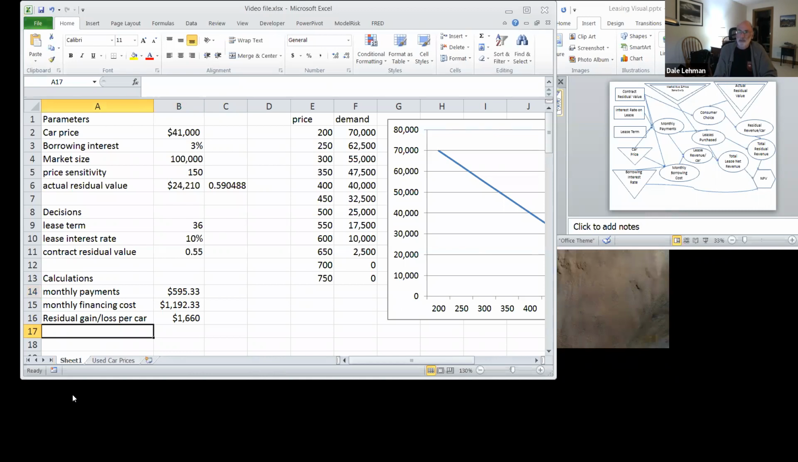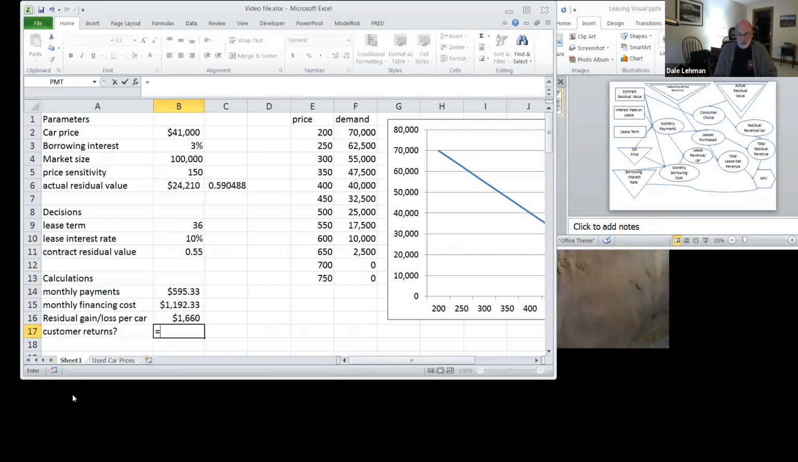Okay, now we have a customer decision. Does the customer return the car? Well, at $1,660, where the car is more valuable than the contract residual value, that means that it'd make more sense for the customer to keep the car.